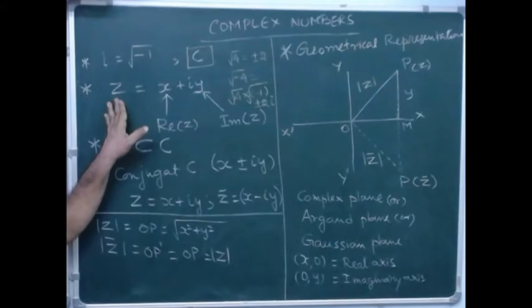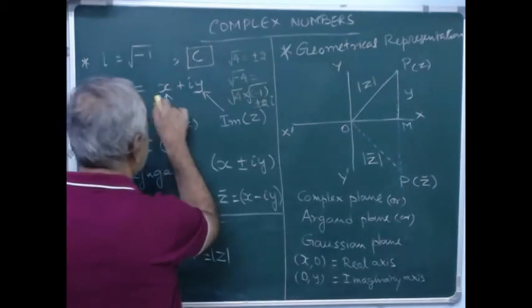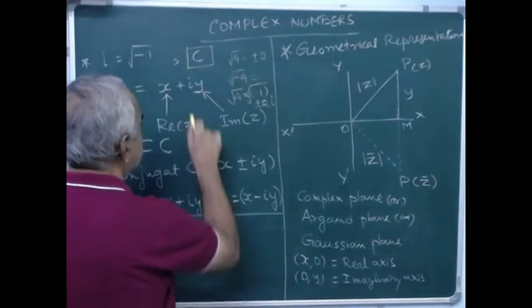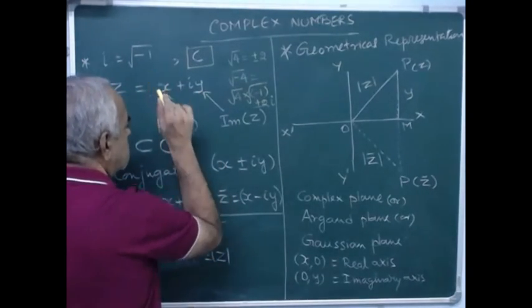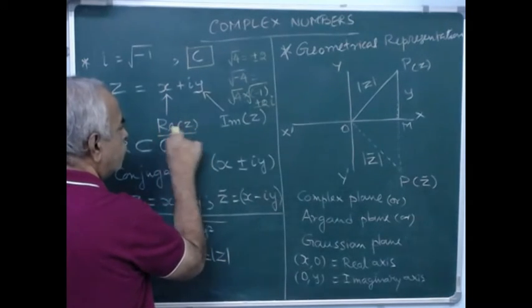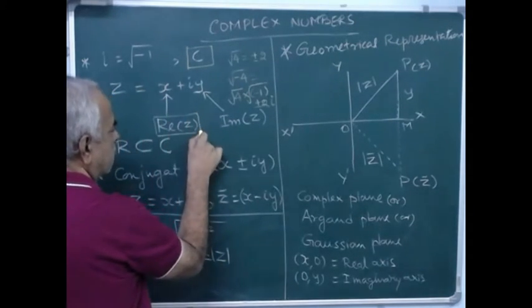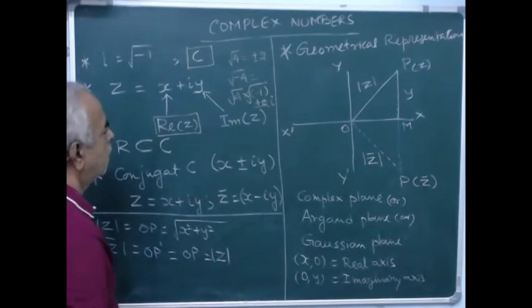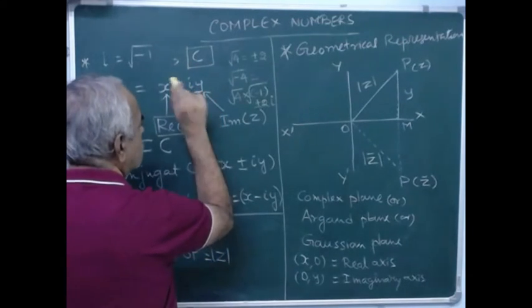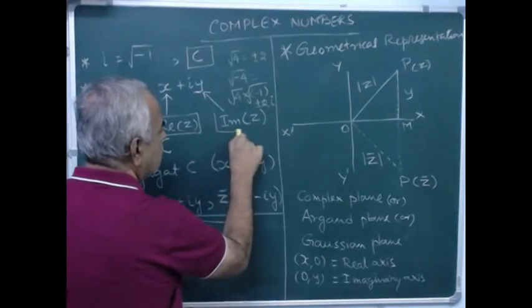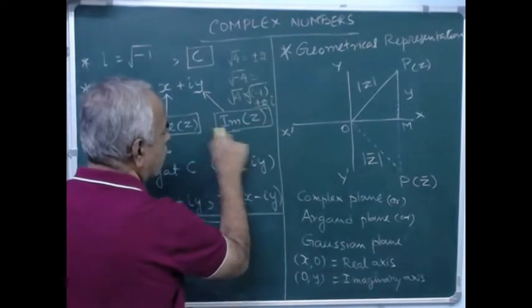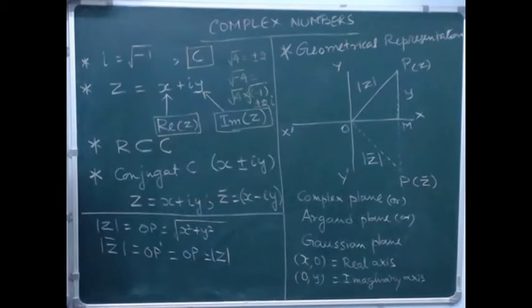It is generally represented by z, and that is expressed as x plus iy, where x is the real part of z, the complex number, and y is associated with the imaginary number, and that's why it's called the imaginary part of z, that is the complex number.